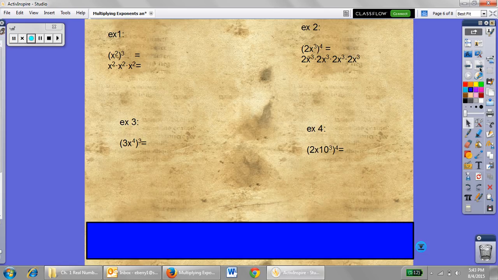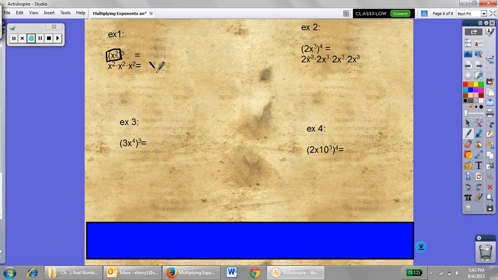Okay, now let's talk about a power to a power. Looking at the first example, it shows x squared to the power of 3, a power to a power. First we need to see that x squared here, if we look in this box, there's 3 of them. That's what the number on the outside shows. So we can write x squared 3 times because there are 3 of them.